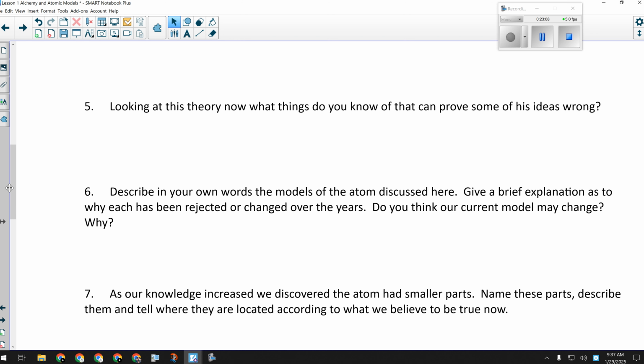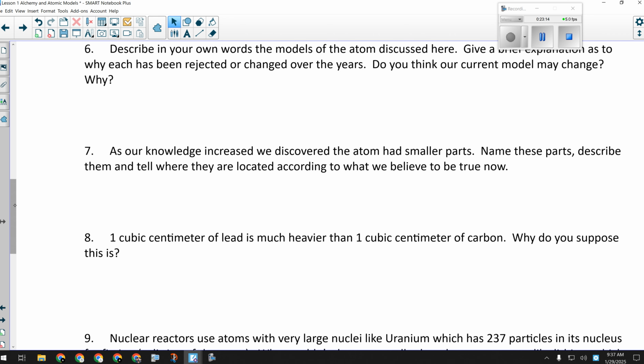As our knowledge increased, we discovered the atom had smaller parts. What are the 3 parts of the atom? Proton, neutron, electron. Where do I find the protons and neutrons? Near the nucleus. In the nucleus, yes, definitely. And where do I find the electrons? On the outside of the nucleus.